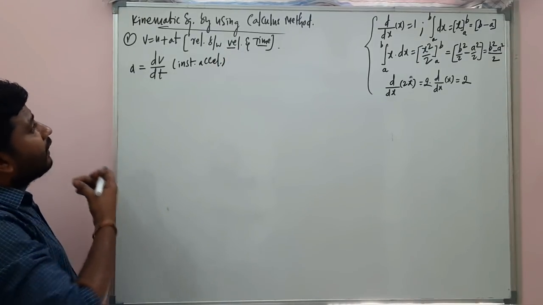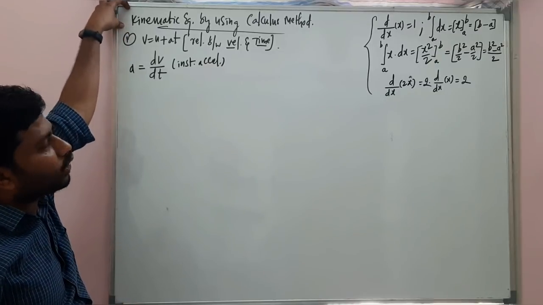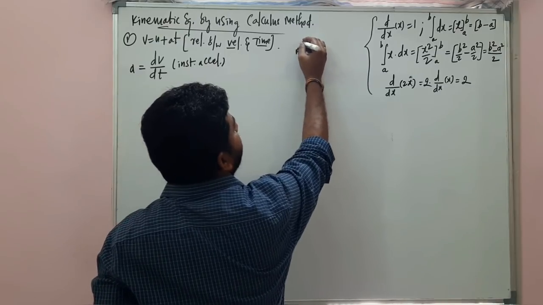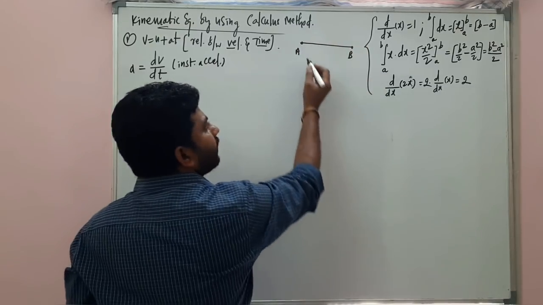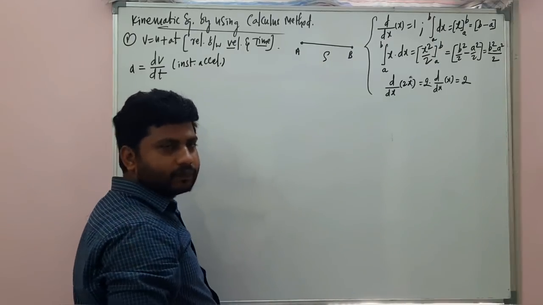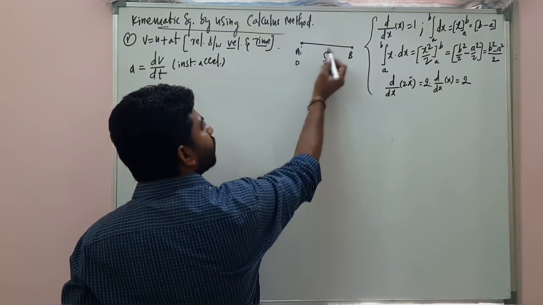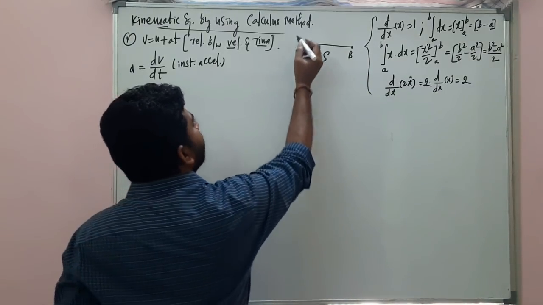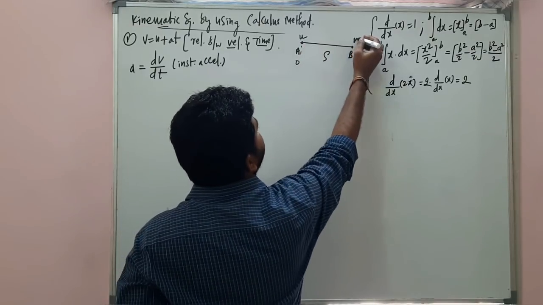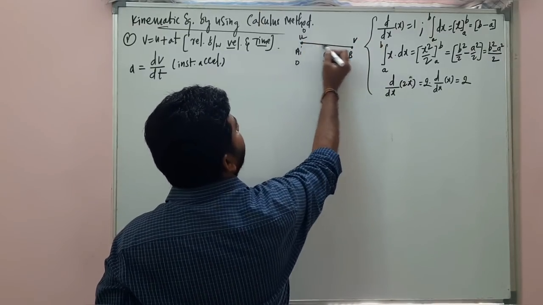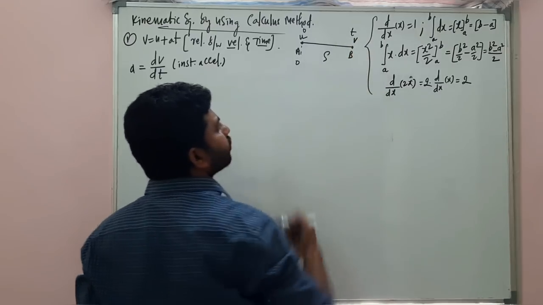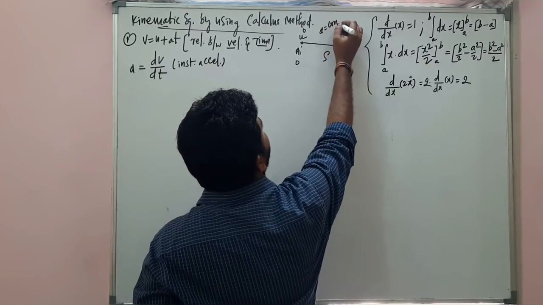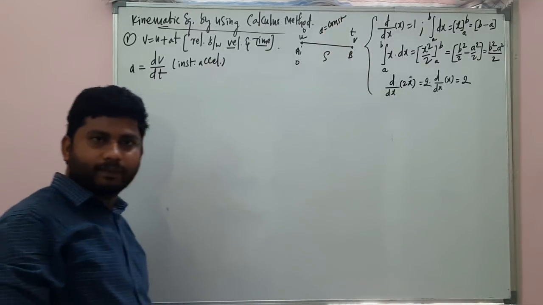Now, remember one thing about these kinematic equations we are solving. There is a body starting from point A and reaching point B. The displacement is S, from 0 to S. Initially 0 meters, finally S meters. Initial velocity is u, final velocity is v. Initial time is 0, and after some time t, the body has reached point B, moving with constant acceleration a. This is the point you should understand.